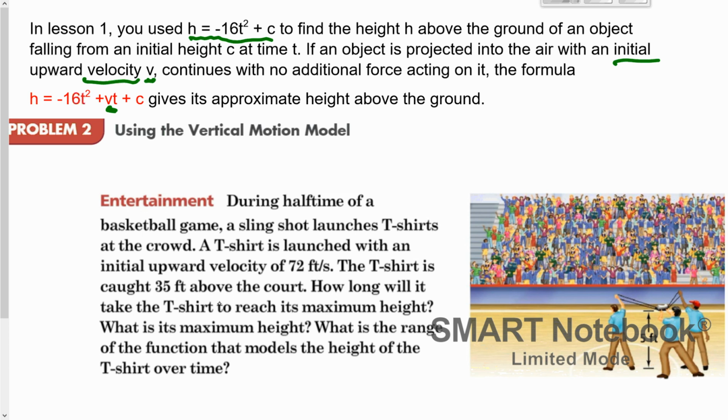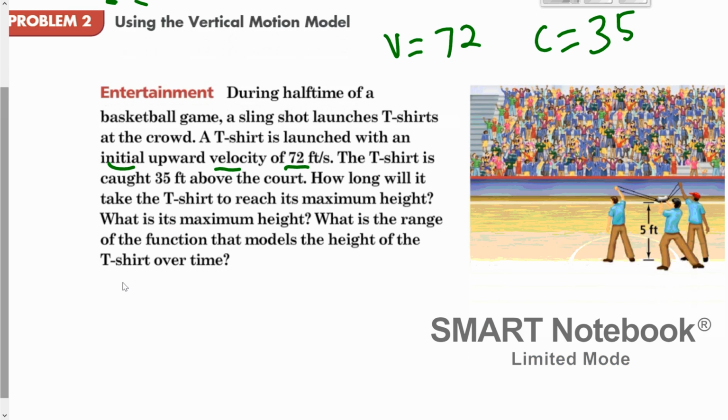Okay, so here we have this problem. We're going to use this formula to find the height. We have an upward initial velocity of 72, so that means v equals 72. And the t-shirt is 35 feet above the court, so there's our c, so c equals 35. Okay, so now we have our equation. We can go ahead and write it.